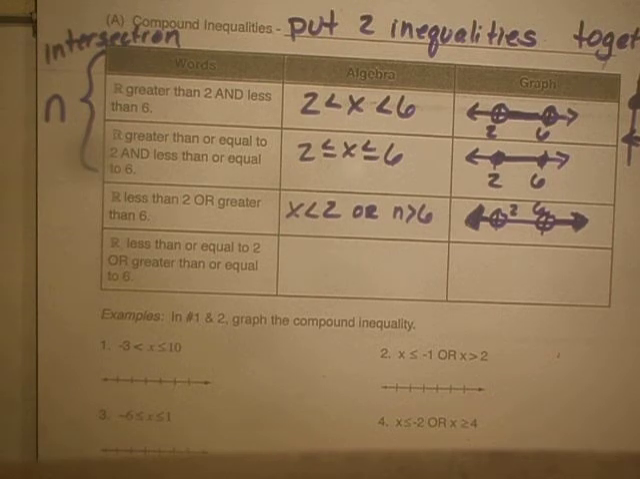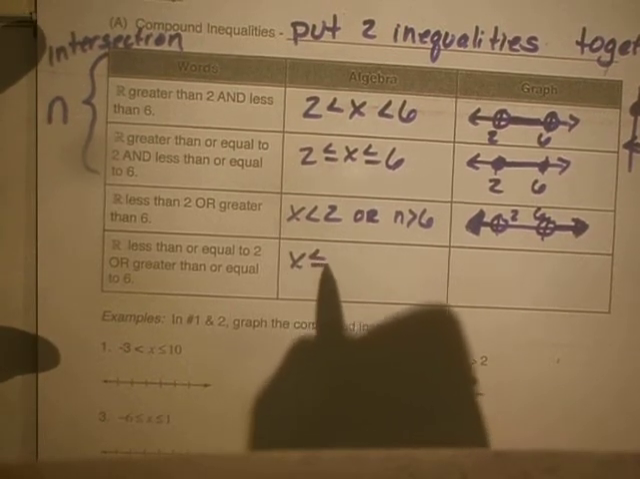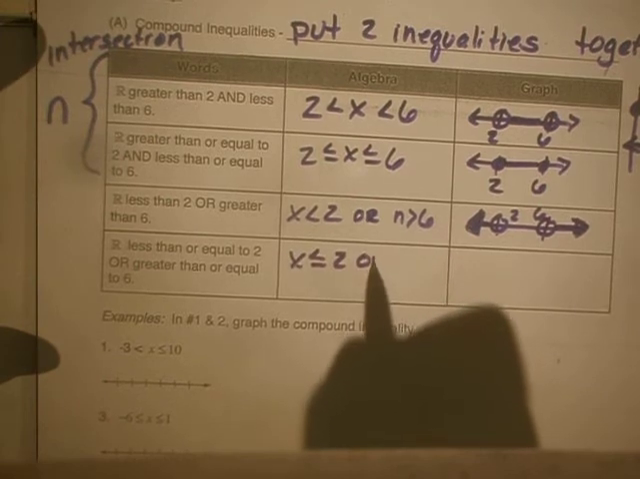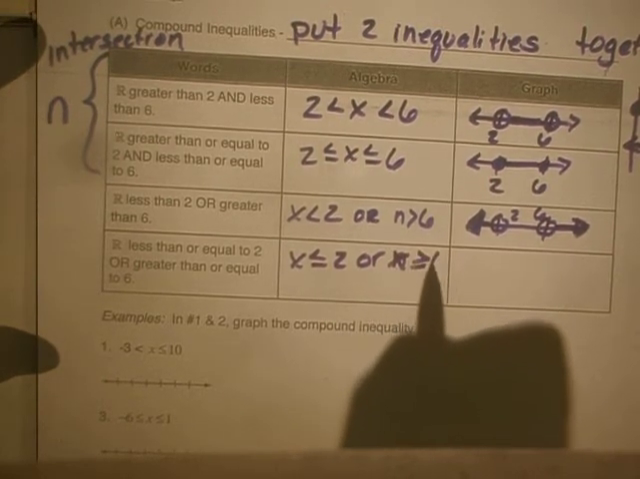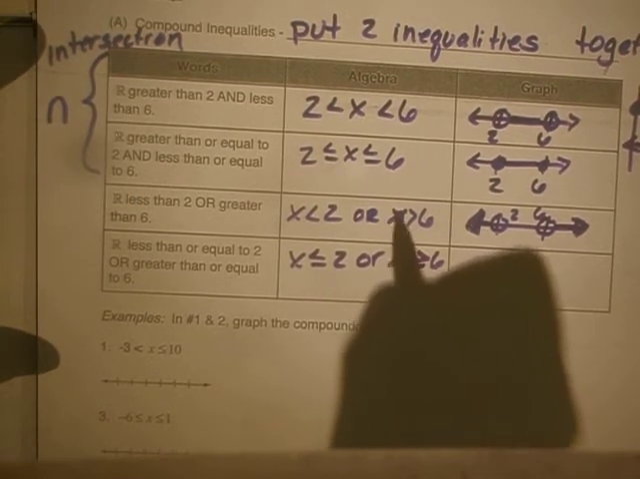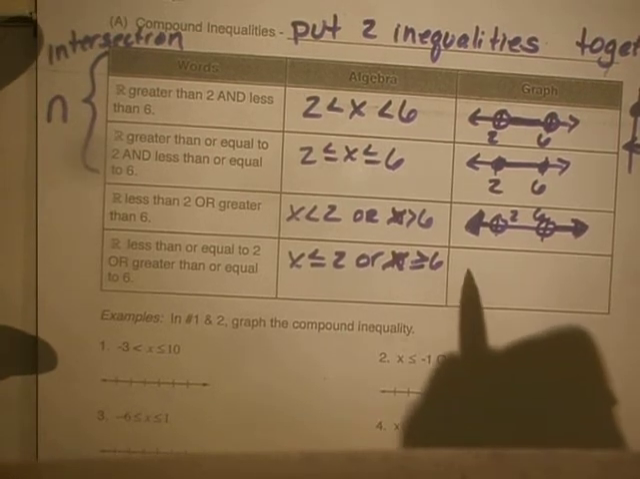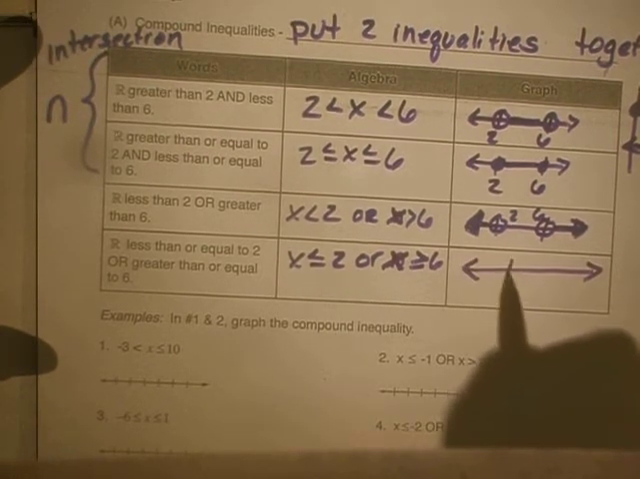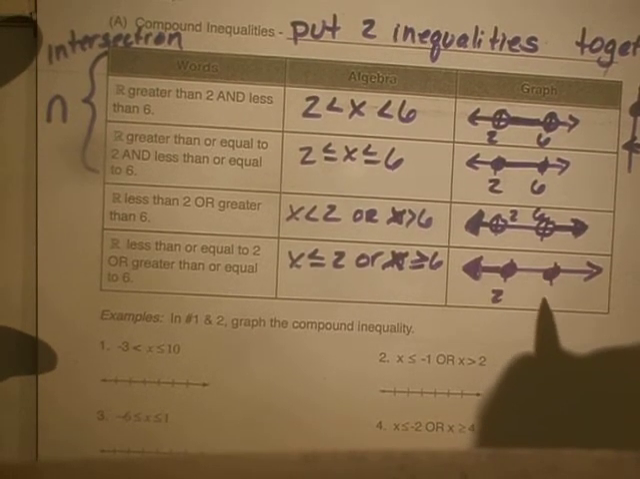And the last one is exactly the same, only now we have the equal to. So to write this as an inequality, you would have x is less than or equal to 2, or I guess I should call this x is greater than or equal to 6. Sorry, I messed up my variable on that one. All I did was add the equal to. On my graph, I'm going to add the closed circle, I'm going to add the closed circle.